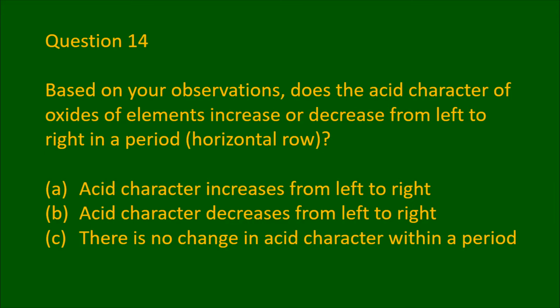Question 14. Based on your observations, does the acid character of the oxides of elements increase or decrease from left to right in a period, a horizontal row? A. Acid character increases from left to right. B. Acid character decreases from left to right. C. There is no change in acid character within a period.